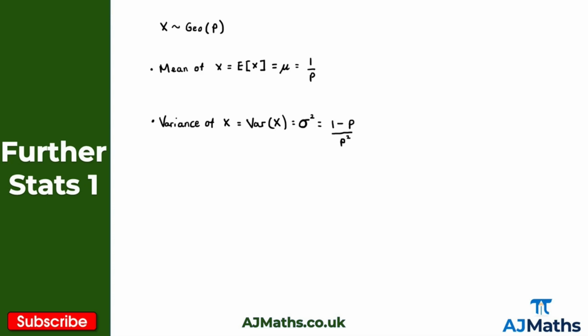It is important to state here that these are given in the formula book, so you don't have to worry about memorizing these results. But I don't think they're too challenging to remember. For the mean, 1 over p. For the variance, 1 minus p divided by p squared. Okay, that gives everything that we need for our introduction to the mean and variance of a geometric distribution. Let's take a look at some practice questions now.